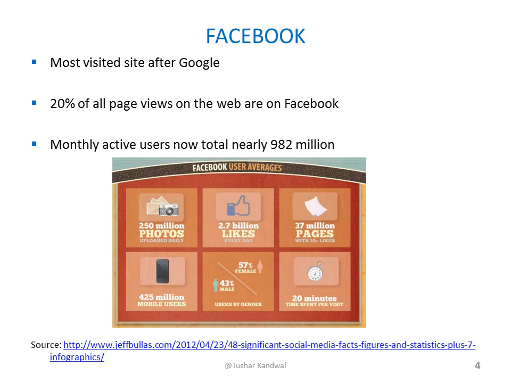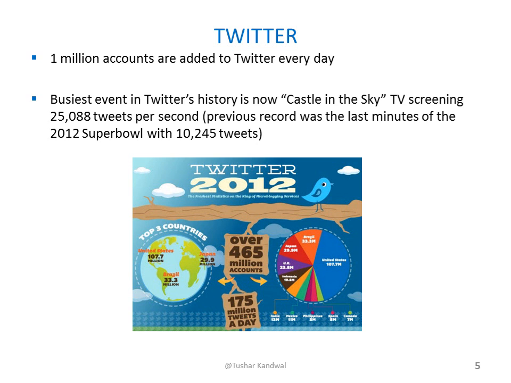Some facts about Facebook. It is the most visited website after Google. 20% of all page views are on Facebook. 250 million photos are uploaded daily. There are 2.7 billion likes every day. 37 million pages with 10 plus likes are added to Facebook every day. 425 million mobile users are active on Facebook. The male to female ratio for Facebook users is 43 to 57. On average, a Facebook user spends 20 minutes per visit.